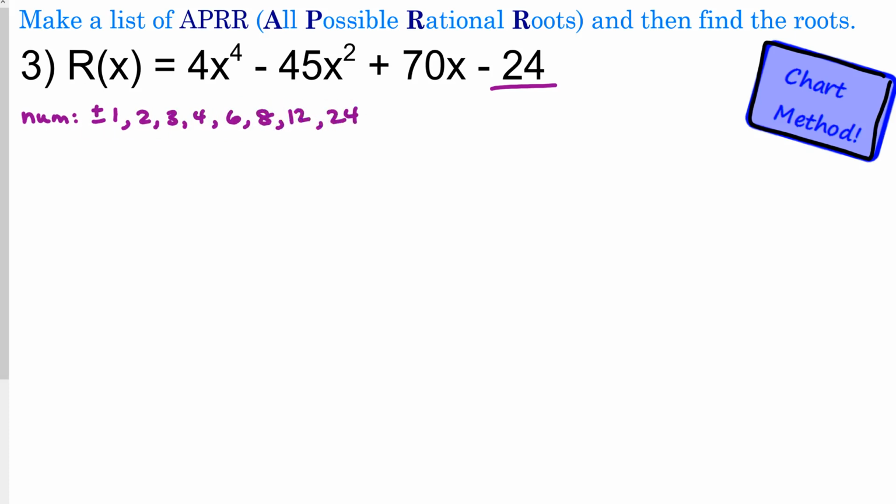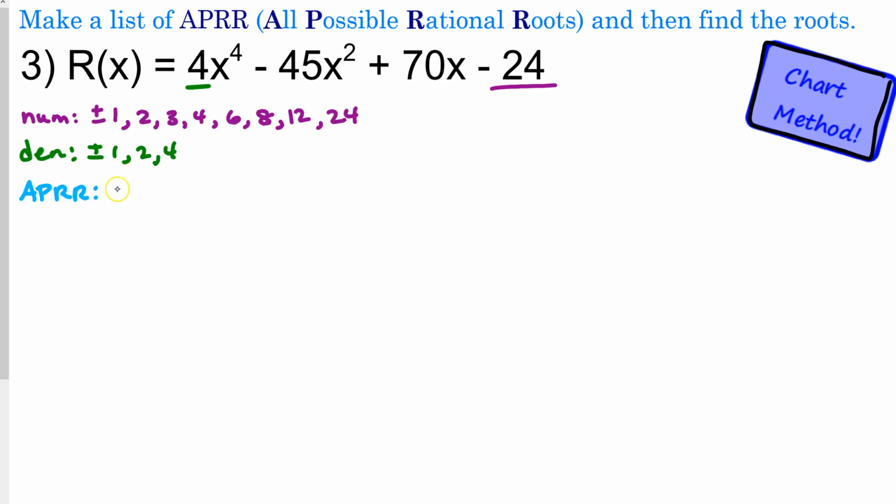Those are all the factors of 24. And then for the denominators, all the factors of 4, we have plus or minus 1, 2, and 4. So then the possible rational roots list, we have to be pretty organized about this so we don't miss some. Here's how I like to do it.